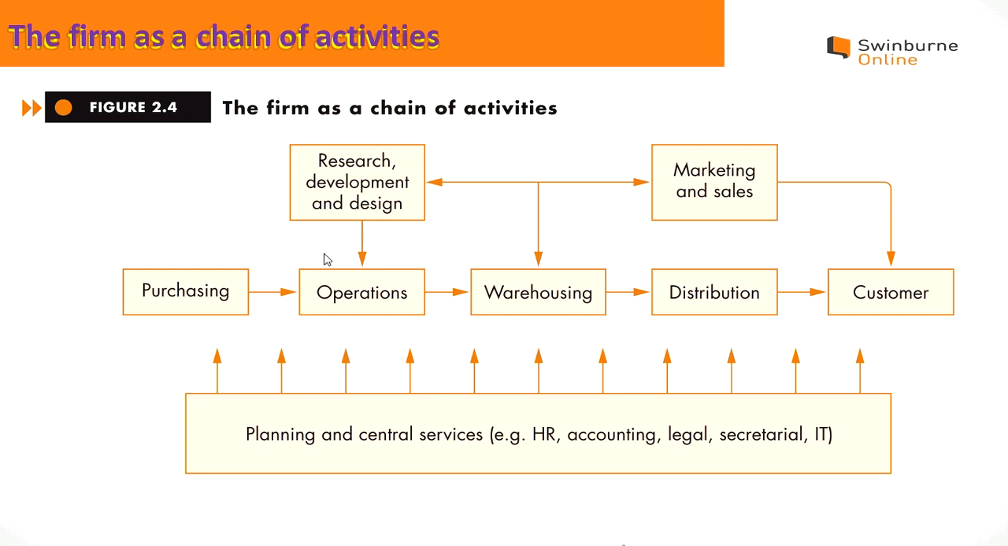And if we look at this firm as a chain of activities, now this, I believe, is in your book, so you probably already read it, but I'll go over it rapidly. There's an example of looking at the firm as a chain of activities. So you have R&D, purchasing, feeding into operations, then warehousing, going through to distribution, customer service and so on, and marketing and sales coming to customer and warehousing, and then your planning and central services. So that's one way you could look at a value chain.